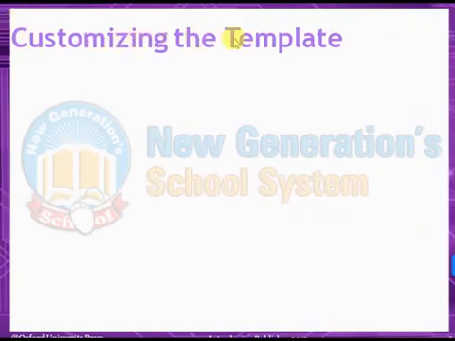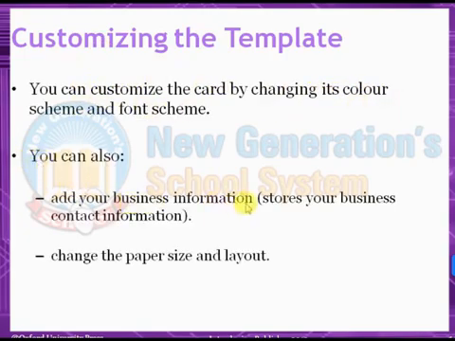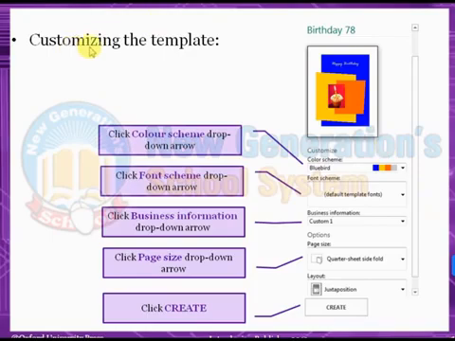Now see, customizing the template. How can we customize our template? You can customize the card by changing its color scheme and font scheme. We can also add your business information, store your business contact information, and we can change the paper size and layout. So customizing the template means we can make changes in the template which we have selected by our own choice. For example, we can change its color, its scheme, its font scheme, and one more thing, we can add any business information over here. If you want to show some personal information on the card, we can put that also, and we can also change the paper size.